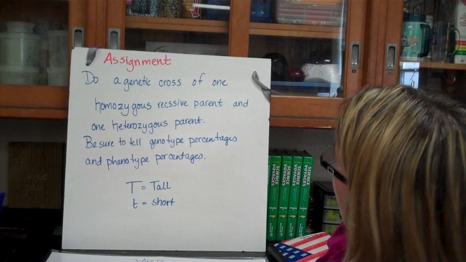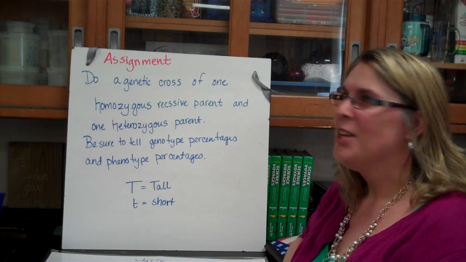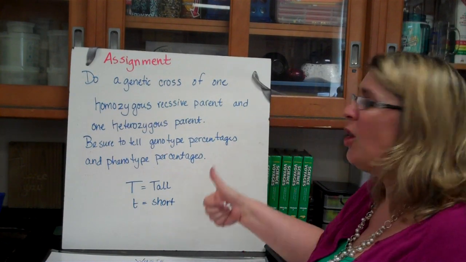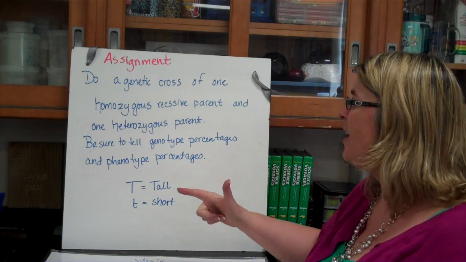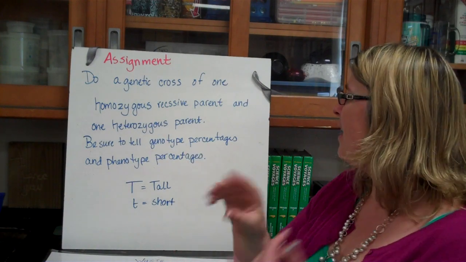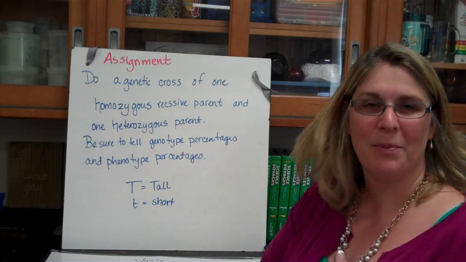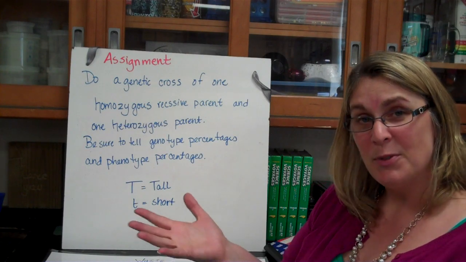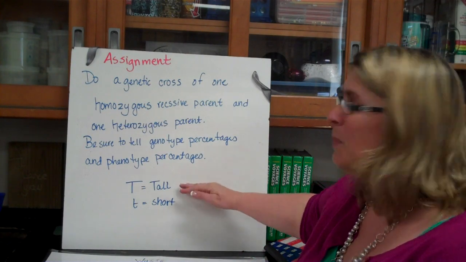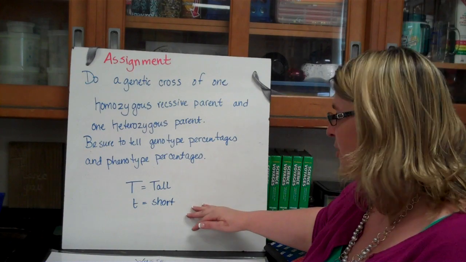All right, so here's your assignment. You're going to be doing a genetic cross of one homozygous recessive parent and one heterozygous parent. Be sure to tell the genotype percentages and phenotype percentages for each of the offspring in that genetic cross. Use big T for tall, little t for short.